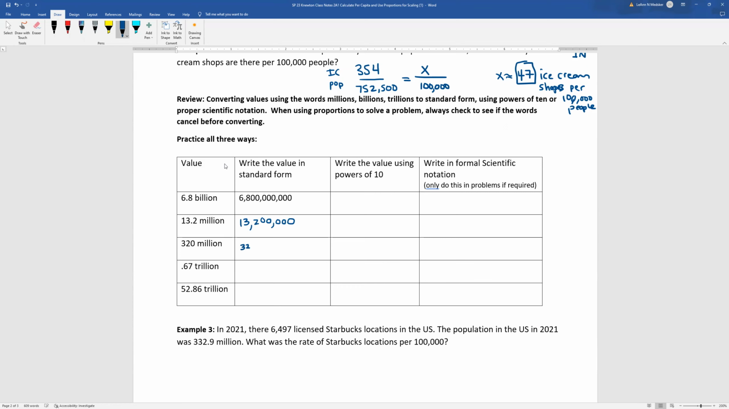320 million is 320. And then we have 6 places. Since there was no decimal, you get to add all 6 as zeros. Be careful with this one. 0.67 trillion is not even a full trillion because it doesn't even have a whole. So this is actually 670 billion because anytime you have your numbers, think about where your trillion is.